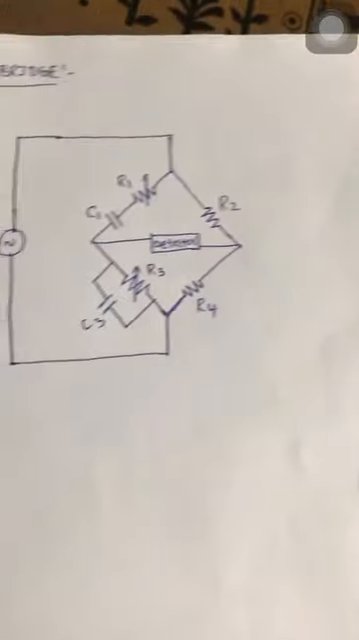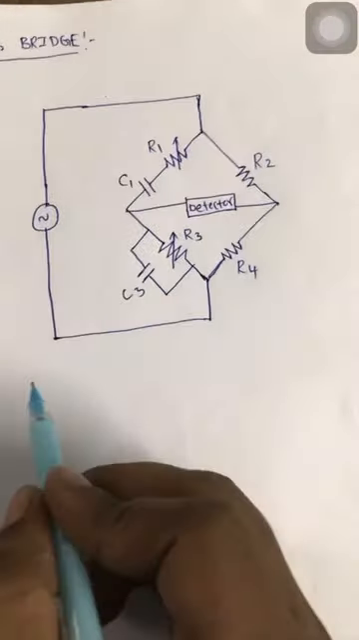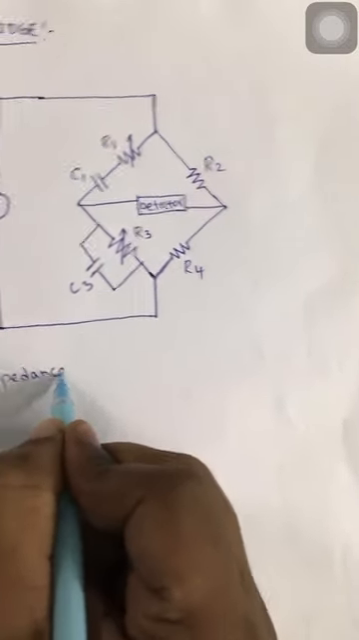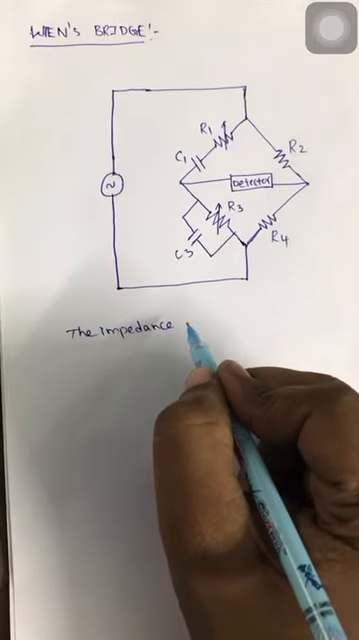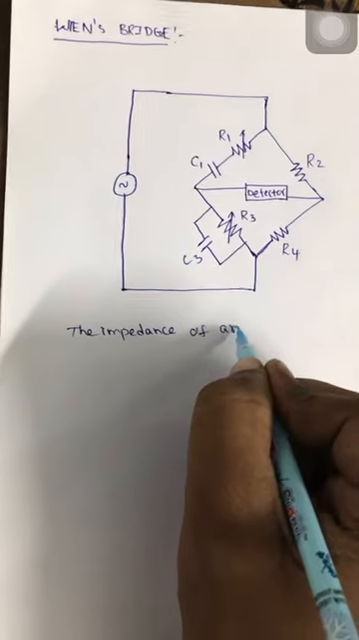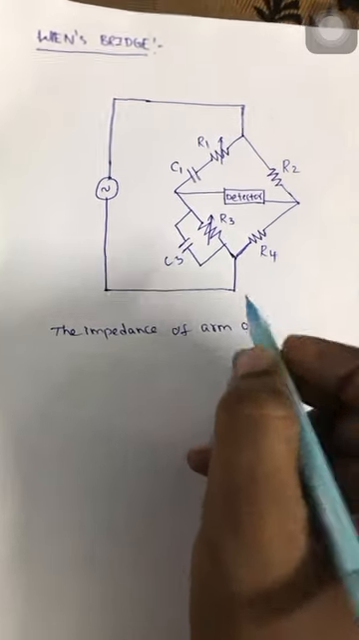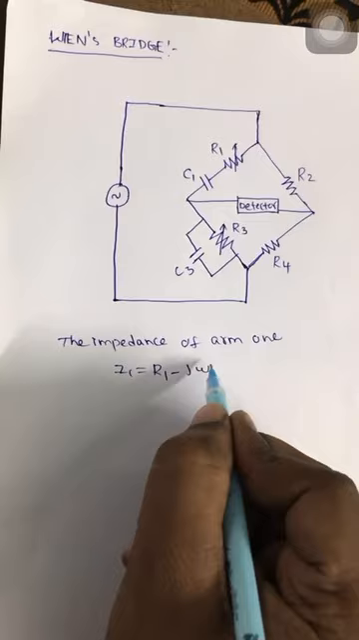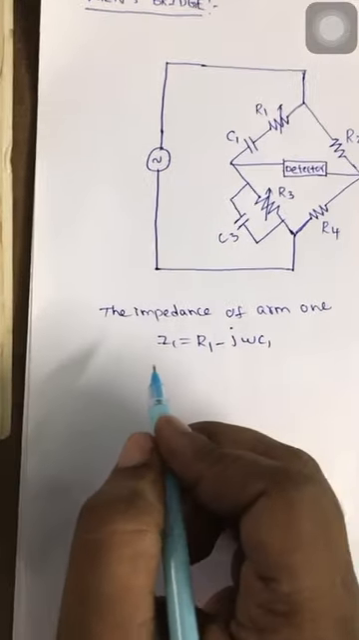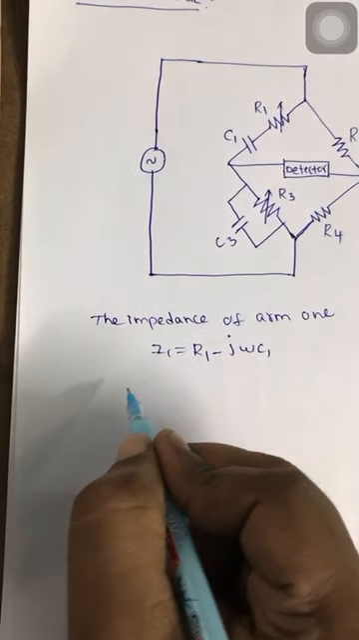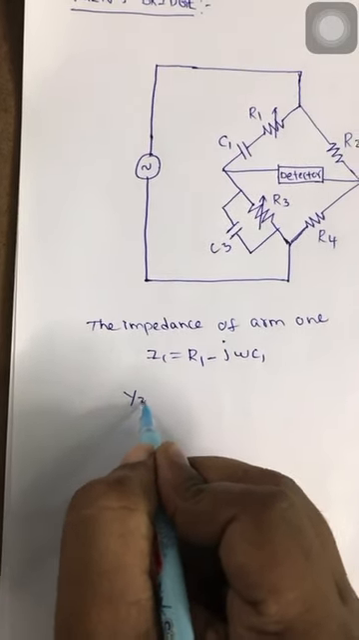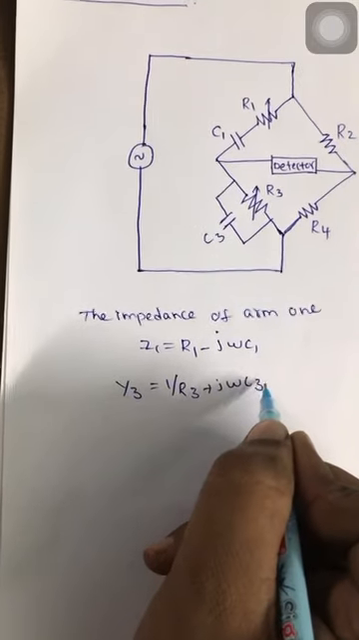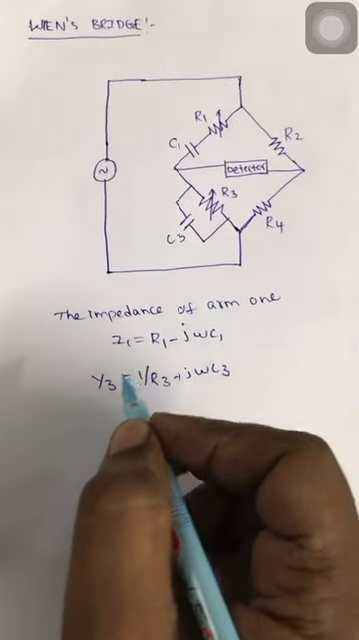And here we are having the impedance of arm 1, Z1 equal to R1 minus j omega C1, and the admittance of the parallel arm, Y3 equal to 1 by R3 plus j omega C3.